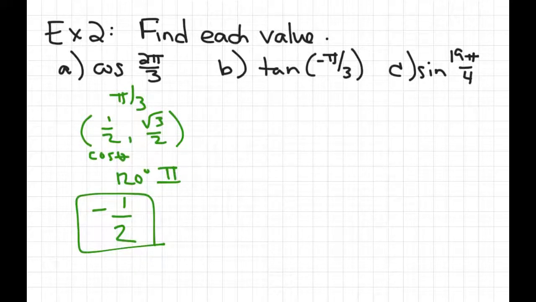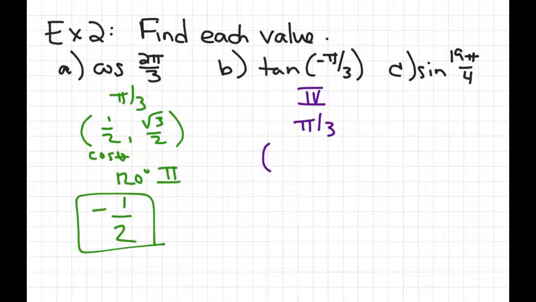All right, let's move to part B. I want to find the tangent of negative pi over 3. This one's pretty easy. Remember, if your angle's negative, you start in initial position and you work clockwise. So negative pi over 3 is going to be in quadrant 4. The other thing is that the reference angle is pi over 3.